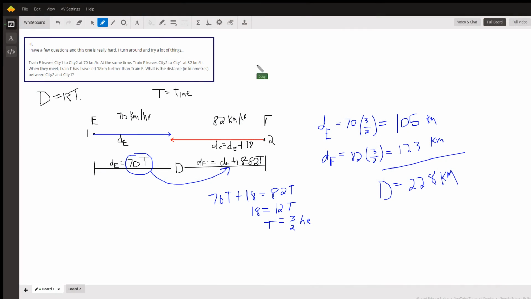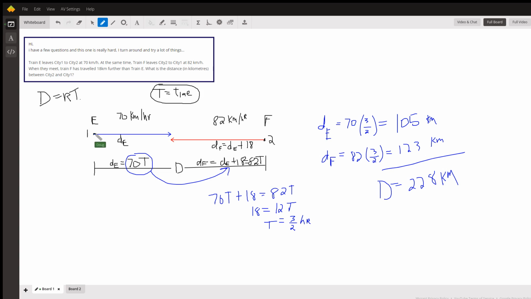Okay, some would consider this not to be the most elegant solution because we're first going to solve for time t and then use that to find the distances that each train travels and add them together. So here's a diagram illustrating the situation.